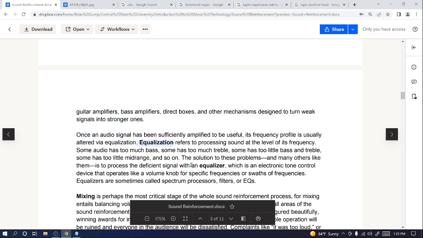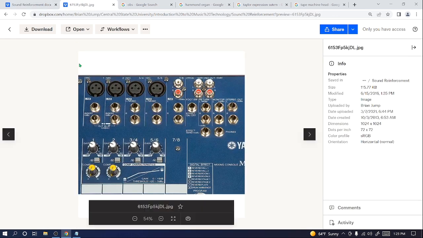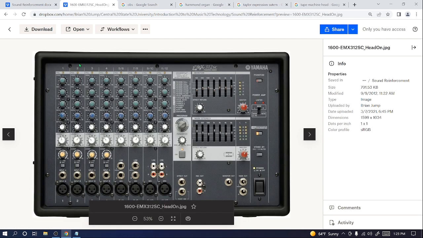Of course, an equalizer is an electronic tone control device that operates like a volume knob for specific frequencies or swaths of frequencies. Sometimes they're called spectrum processors, filters, or EQs. And most of your mixing boards will have some manner of equalization.